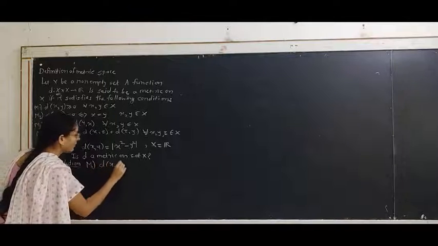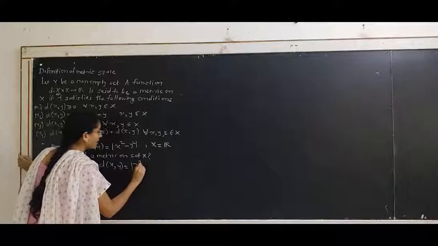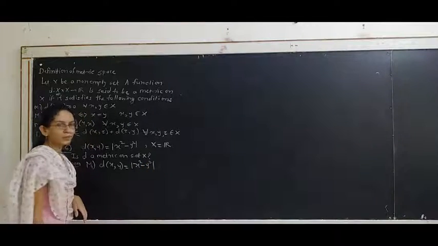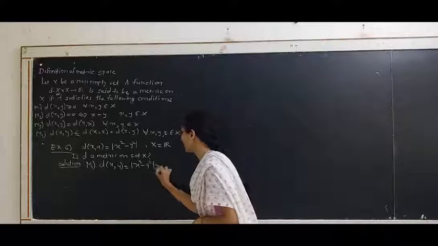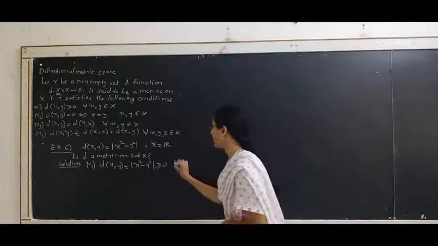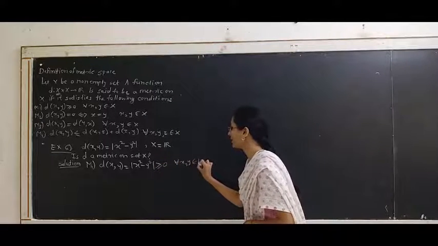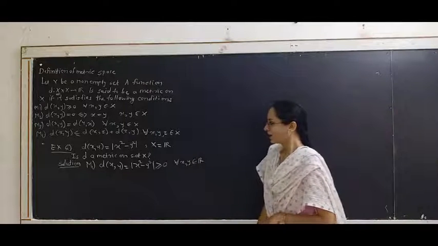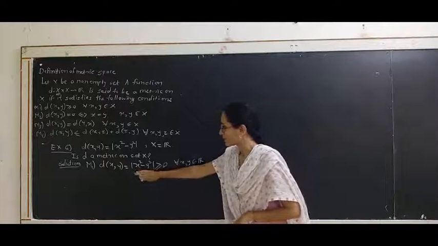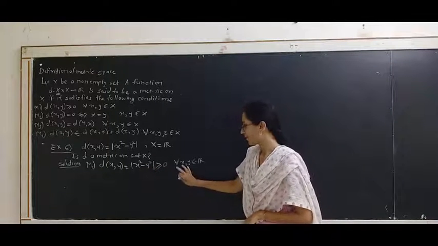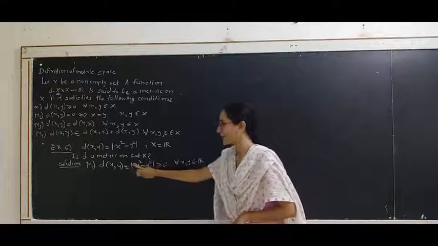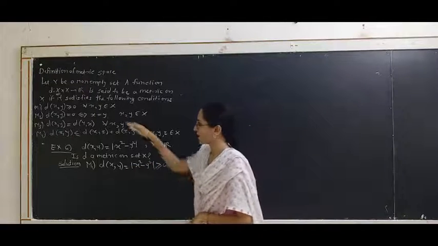Given that d(x,y) is equal to mod of x square minus y square, we know that modulus is non-negative, hence it is greater than or equal to 0 for all x, y belonging to R, because this modulus is non-negative for every real number x and y. Hence for all x, y belonging to R, we have d(x,y) greater than or equal to 0.